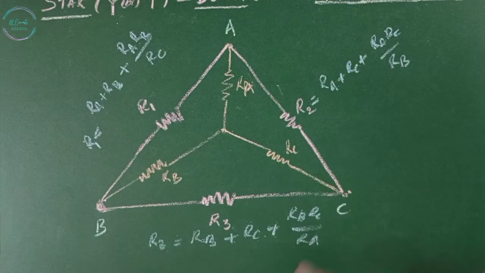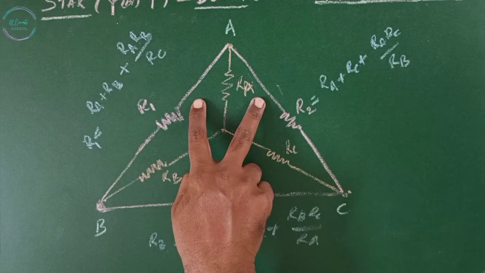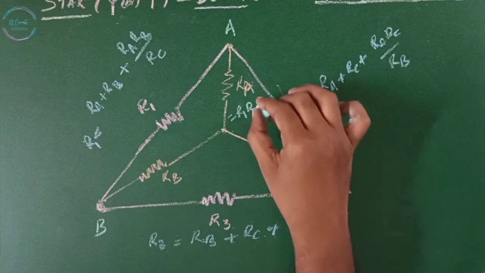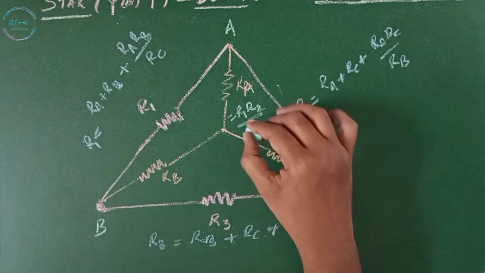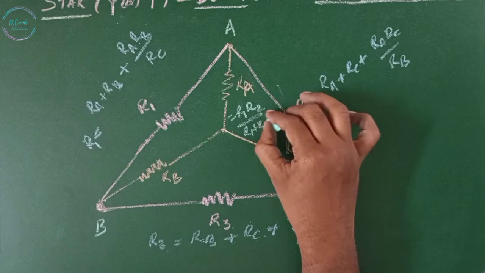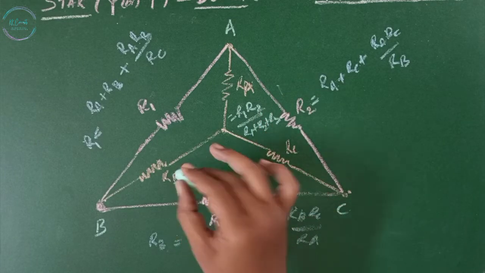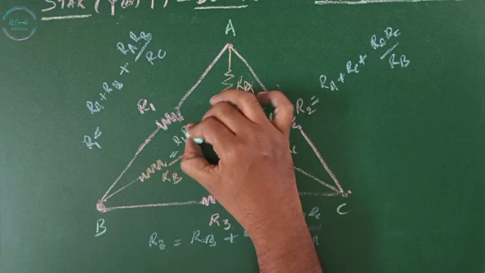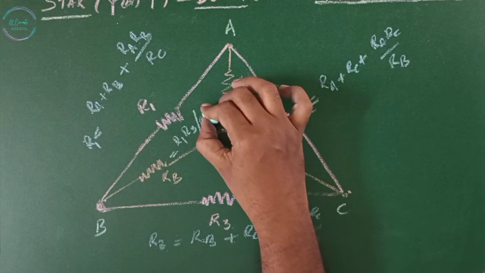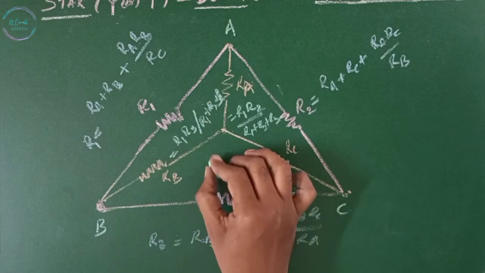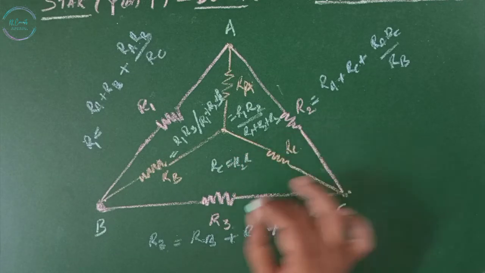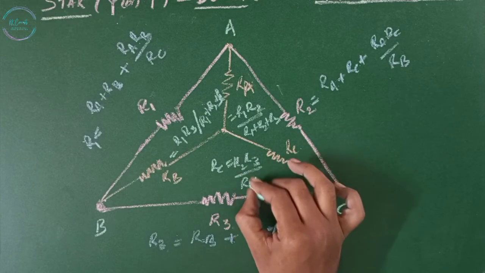If delta is given and we need to find the star network, RA equals the two connected resistances R1R2 divided by the total resistance, that is R1 plus R2 plus R3. RB equals the two adjacent resistances R1R3 divided by the total resistance R1 plus R2 plus R3. RC equals the adjacent resistances R2R3 divided by the total resistance R1 plus R2 plus R3.